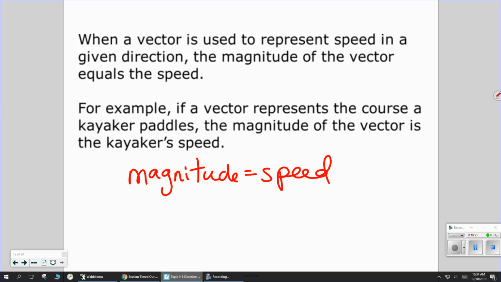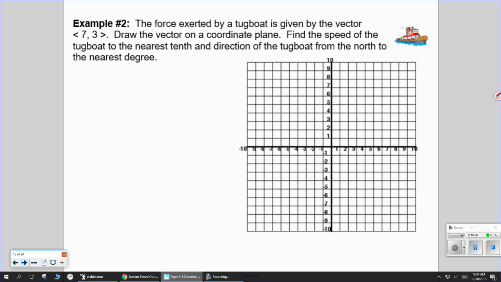All right, so let's see what type of problem that we would use this in. So example 2 says the force exerted by a tugboat is given by the vector 7, 3. Draw the vector on the coordinate plane and find the speed of the tugboat to the nearest tenth and the direction of the tugboat from the north to the nearest degree. So our vector is given to us in component form. So let's draw our vector with the initial point at 0, 0. And our horizontal change is 7 and our vertical change is 3, so our terminal point is at 7, 3. So I'm going to make a triangle out of that.